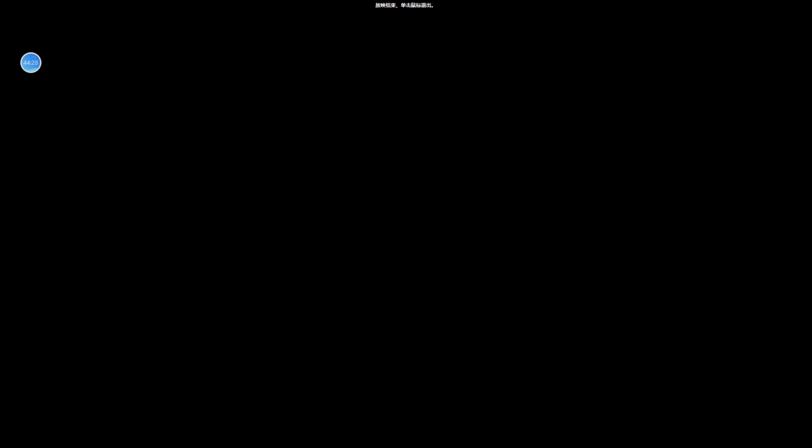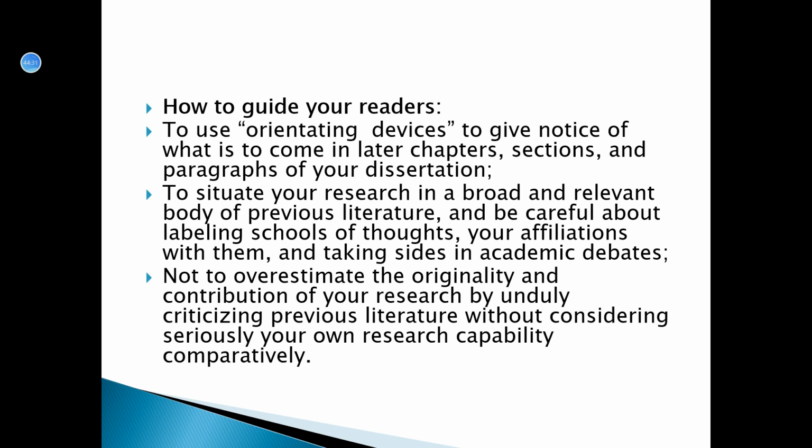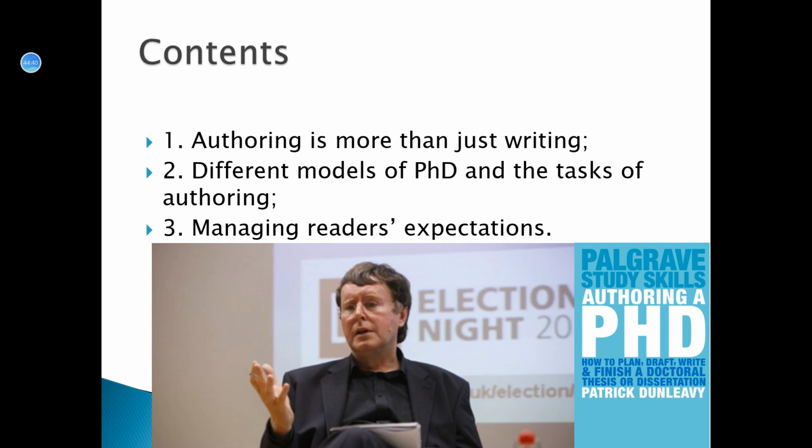So this is basically what the author of the book talked about in the first chapter of this book. It's a general introduction about how authoring skills are important to PhD students, and what the different requirements are in different models of PhD education. And finally, for you as authors, how important it is to manage your readers' expectations. If you want to read more, and if you find the arguments in the book very interesting, you may refer to this book and read more about this. I would definitely believe that you will benefit from your reading of this book.